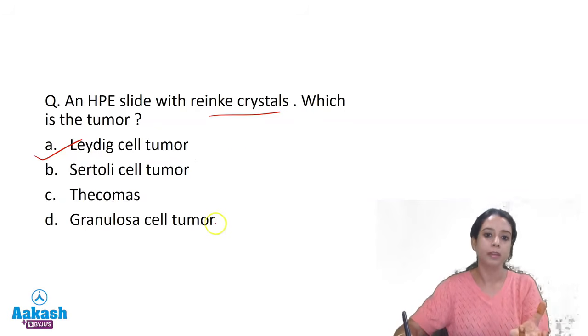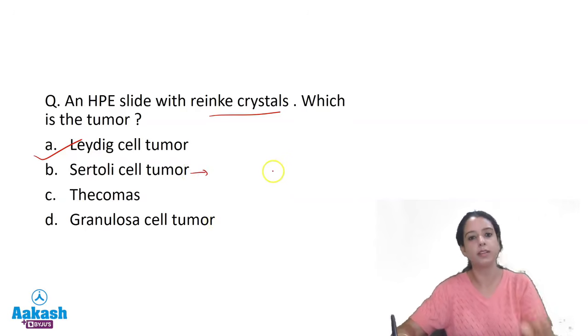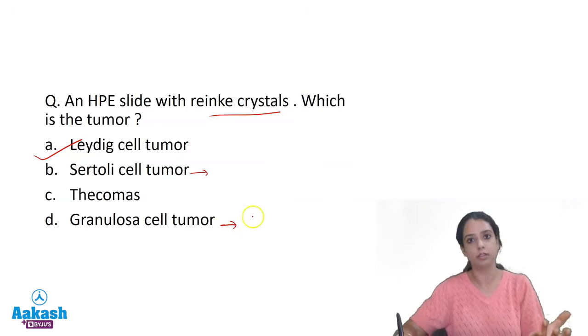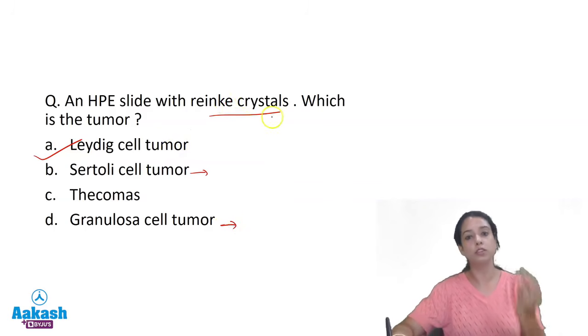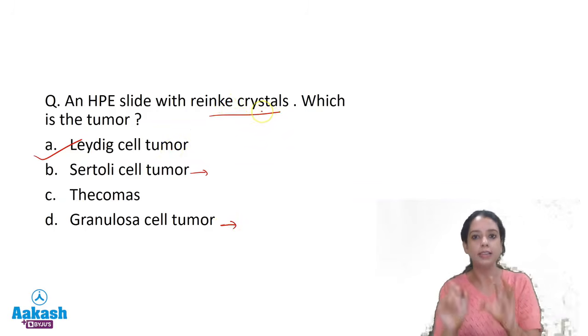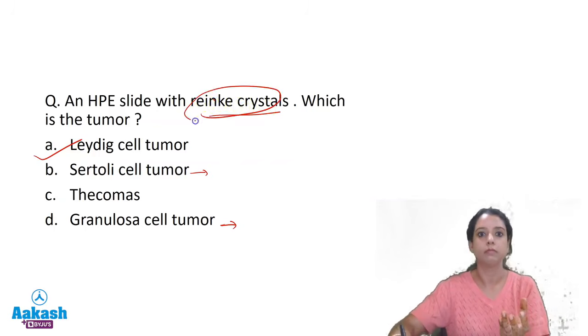For example, Sertoli cell tumors have Schiller-Duval bodies. You have to know that Call-Exner bodies are present in granulosa cell tumors. Right? Reinke crystals are characteristic of Leydig cell tumors. They can also be present in testis. Anything which produces androgens will have Reinke crystals. Right?